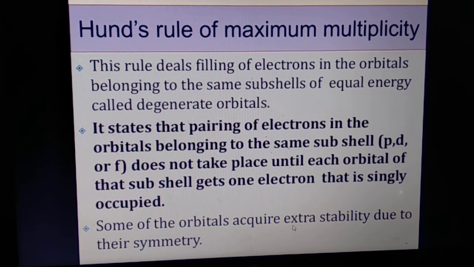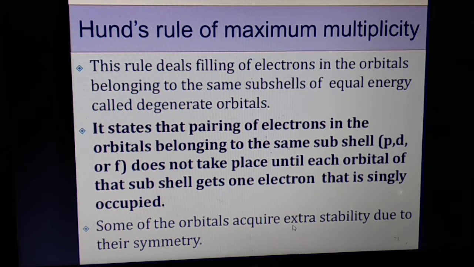And the next rule is Hund's rule of maximum multiplicity. This rule deals with the filling of electrons in the orbitals belonging to the same subshell of equal energy. Suppose you have 4 electrons in the p orbital, 2p4, how many electrons will be distributed in the px, py and pz? Px, py, pz have equal energy. So according to Hund's rule, the pairing of electrons will start in the orbitals having the same energy after filling each orbital by 1 electron.